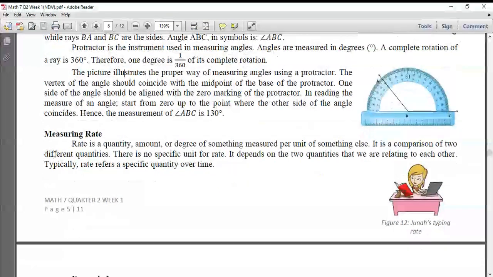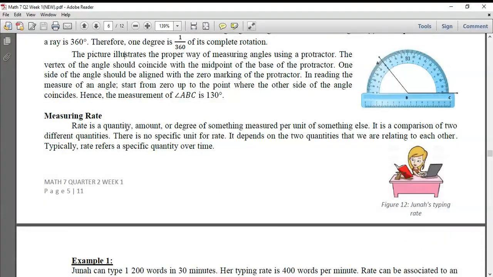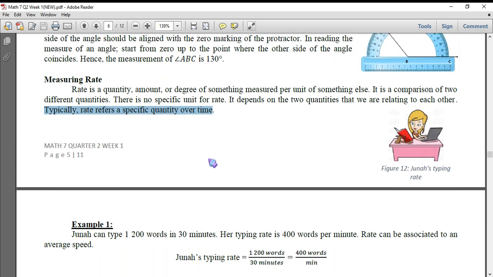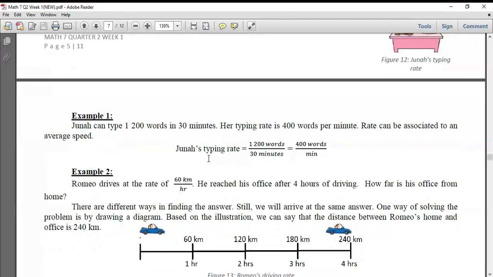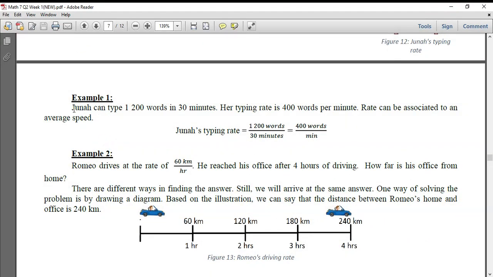Okay. So, measuring rate. So, rate is a quantity, amount, or degree of something measured per unit of something else. It is comparison of two different quantities. Typically, rate refers to a specific quantity over time. Okay, so let's have an example. Juna can type 1,200 words in 30 minutes. Her typing rate is 400 words per minute.